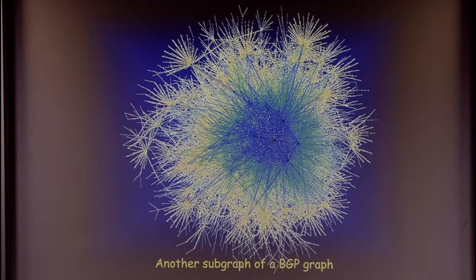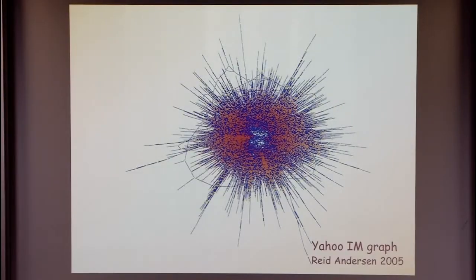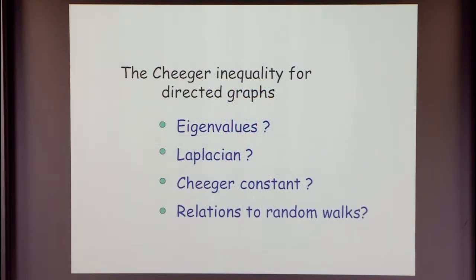This is the BGP routing graph, border gateway protocol routing graphs. When you route one message to another, of course, it's directed. And this is from another student, the instant messaging network, also directed because you send one message from A to B. So what about the Cheeger inequality for directed graphs?